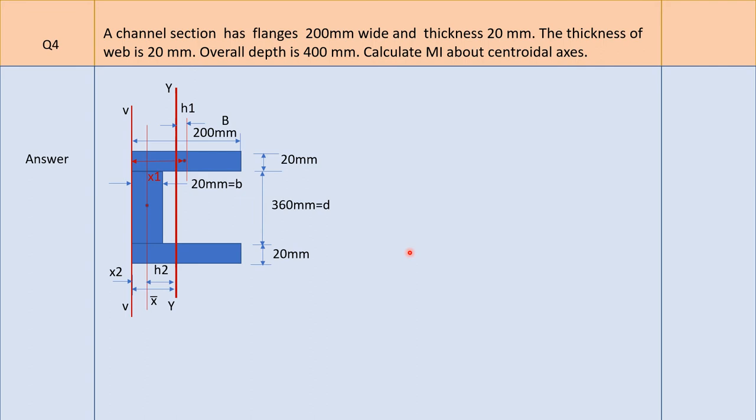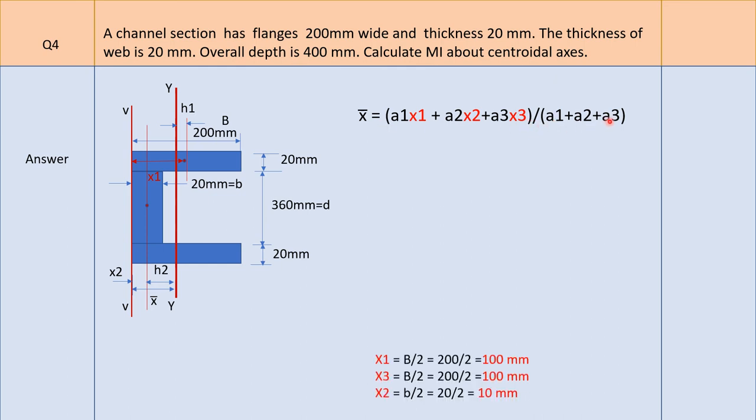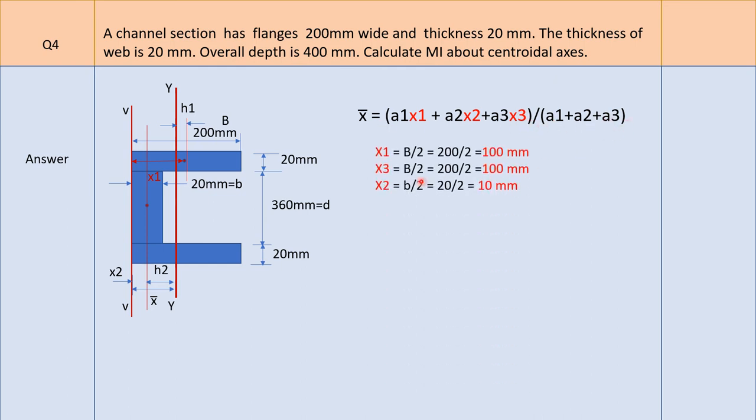Now, let us calculate x bar. X bar will be equal to (a1 x1 plus a2 x2 plus a3 x3) divided by (a1 plus a2 plus a3). Substitute the values. Let us substitute.